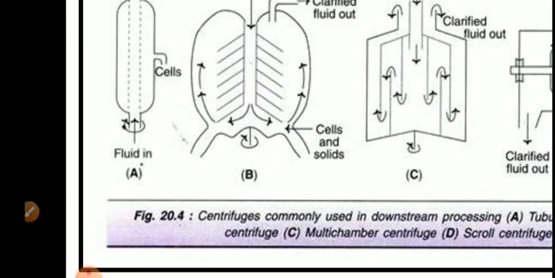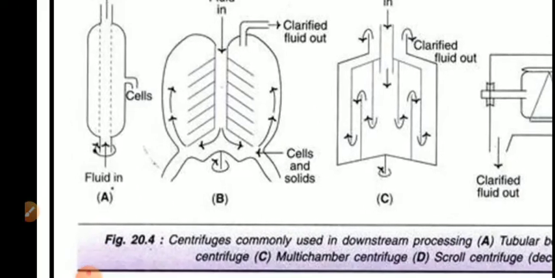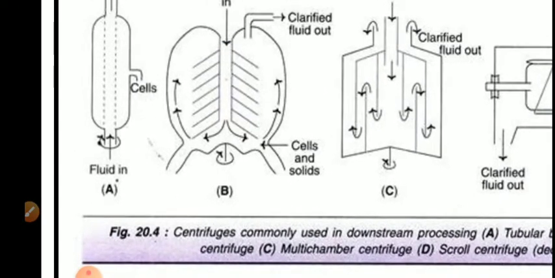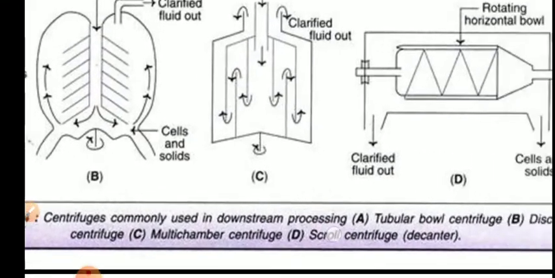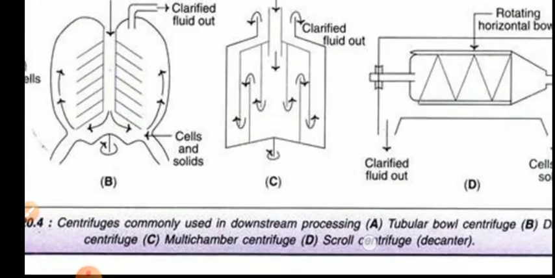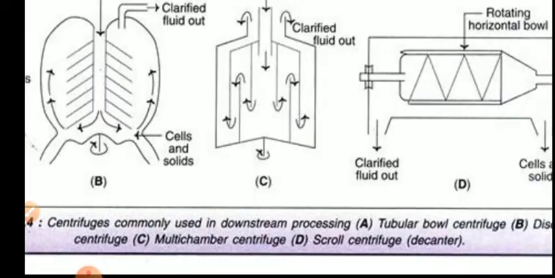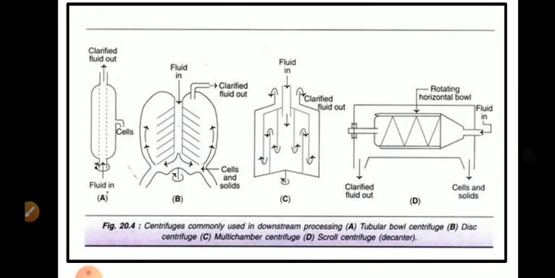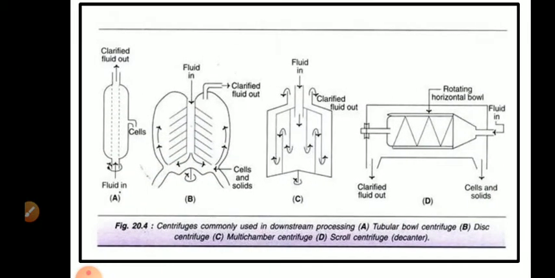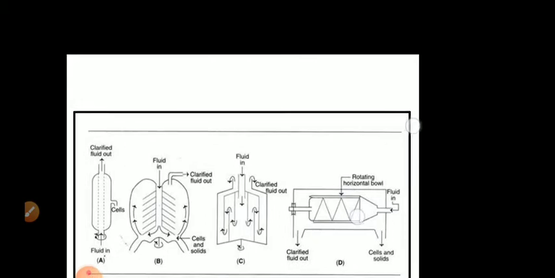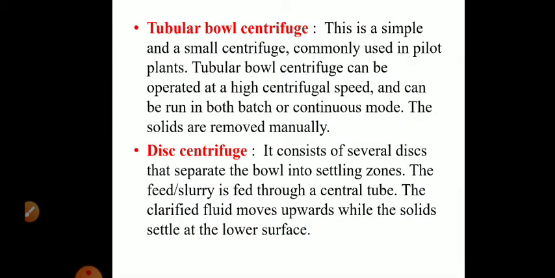You can see the first one is the tubular bowl centrifuge, then the disc centrifuge, then the multi-chamber centrifuge, and the decanter or scroll centrifuge. Tubular bowl, multi-chamber, disc, and scroll centrifuges or decanters are used for the process of centrifugation.